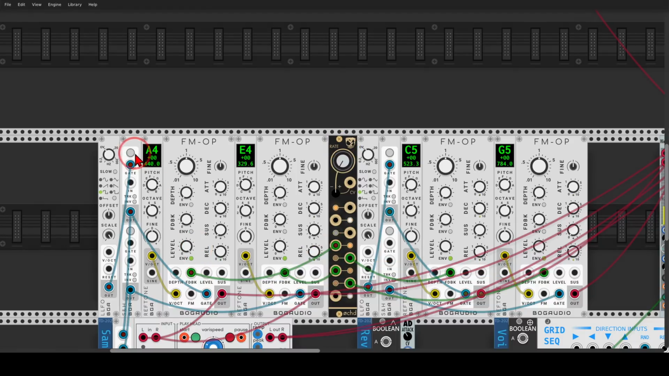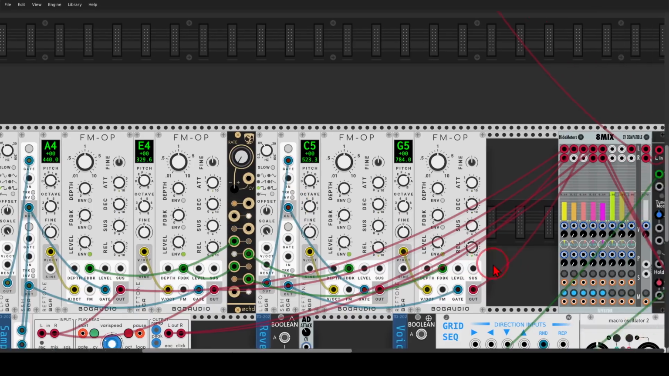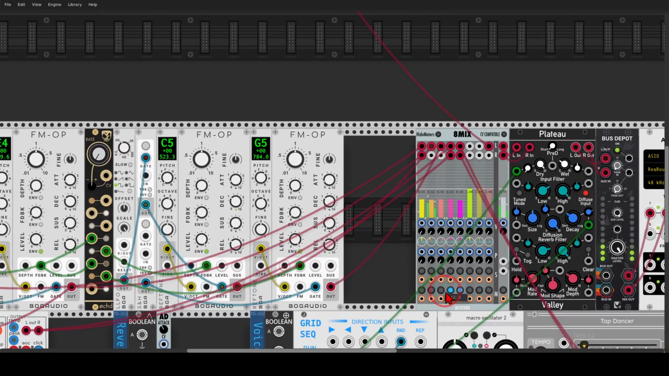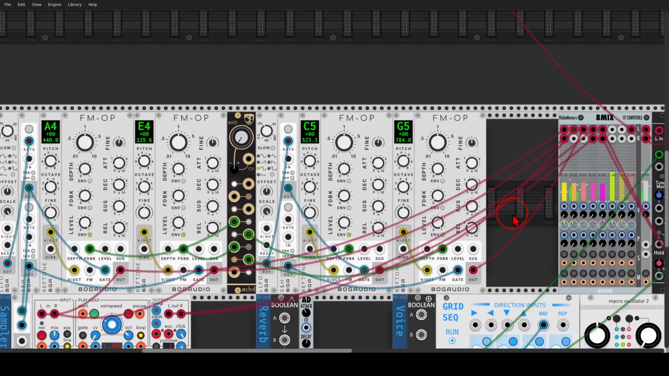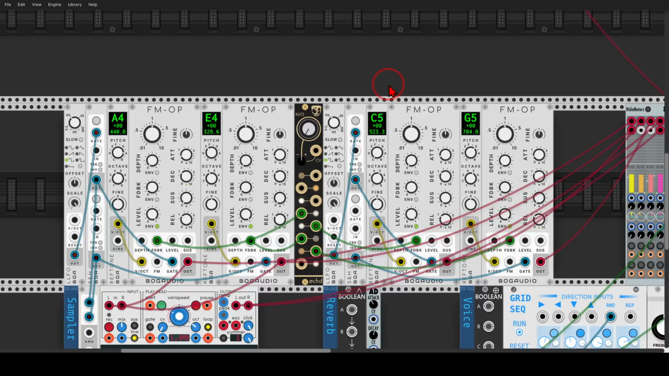And I'm using sample and hold to trigger those voices. Like we saw before, sample and hold is a great tool for generating random triggers or gates. So let me unmute this voice, or the voices. So basically they are being triggered randomly, but the pitch is always the same, A, E, C, and G.